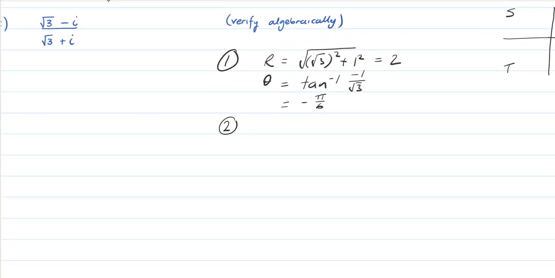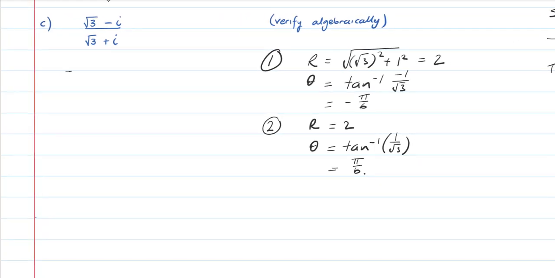The second one has a similar r because it's root 3 plus i, and theta is equal to tan inverse of 1 on root 3. And they're both positive, so this is definitely in the first quadrant, and we get pi on 6. And so when I put this back in here, this is equal to 2 cis negative pi on 6 over 2 cis pi on 6.